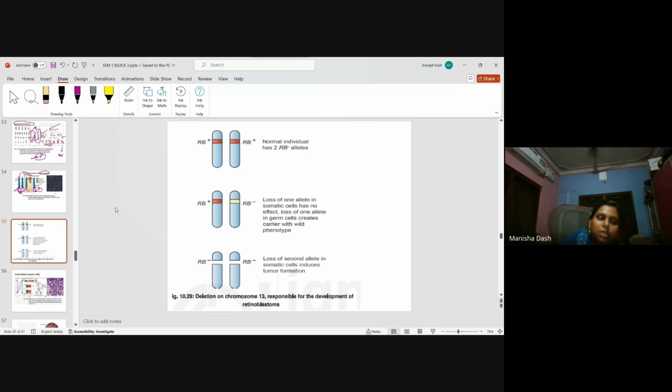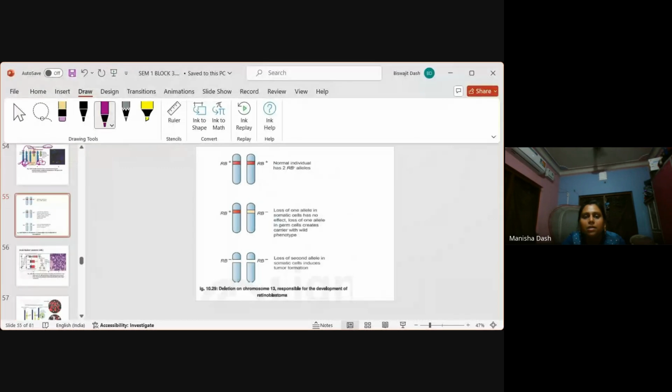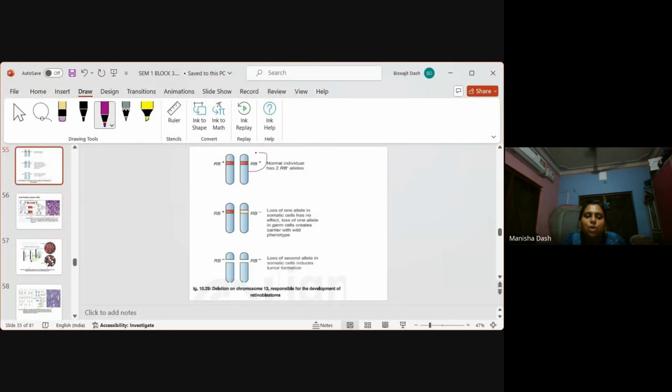Then coming to some other abnormalities due to chromosomal aberration. Here is one example, retinoblastoma, which is the development of cancer in the eye. The RB gene is a tumor suppressor gene. Normally it allows for normal functioning of the cell, or it controls the cell cycle in a regulated manner. Because of mutation, if one of the retinoblastoma genes is lost, the individual will still develop normally, because one copy is there to compensate for the function.